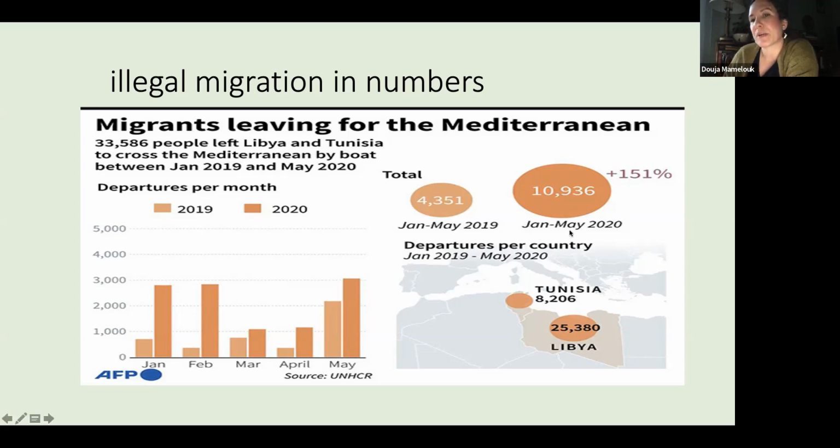Notice that between January and May 2020, there was a 151% increase in the number of illegal immigrants. Remember, I always want to tell everyone to be very careful with the statistics, even though it's from the UNHCR, which is very reliable, and AFP reported this too. It's a reliable source. However, the number of people who are not accounted for exceeds these numbers.